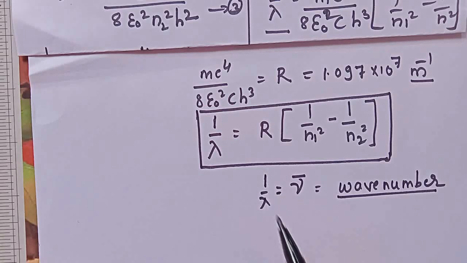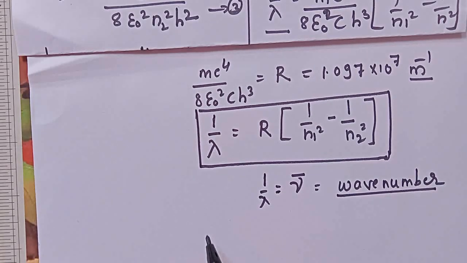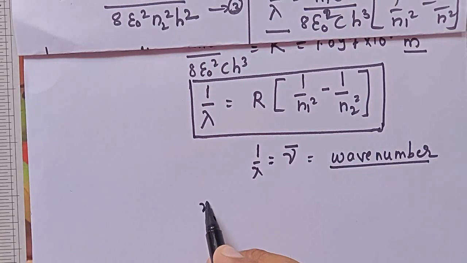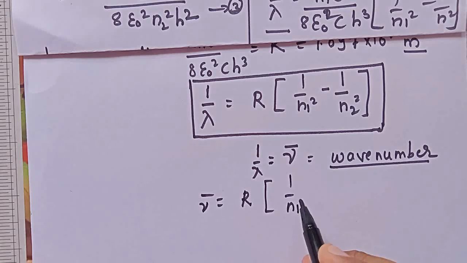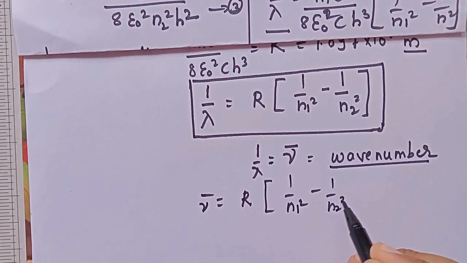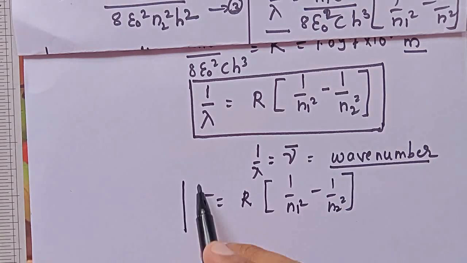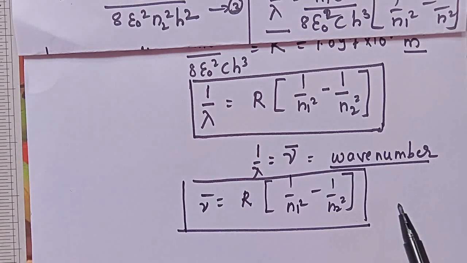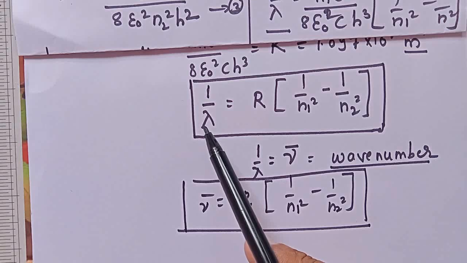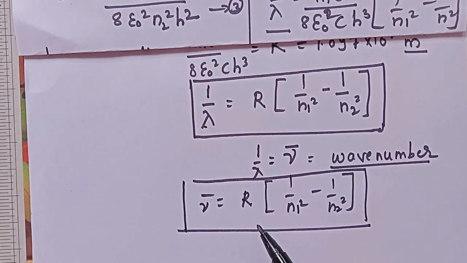Nu bar is equal to the reciprocal of wavelength, and it is called the wave number. So in terms of wave number, the expression can be written as nu bar is equal to R into 1 divided by n1 square minus 1 divided by n2 square. So these are the three important equations we have, in terms of frequency, in terms of wavelength, and in terms of wave number.